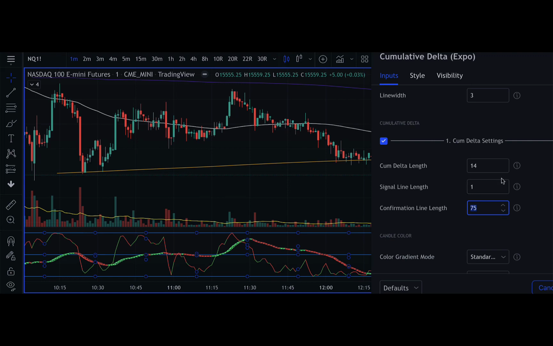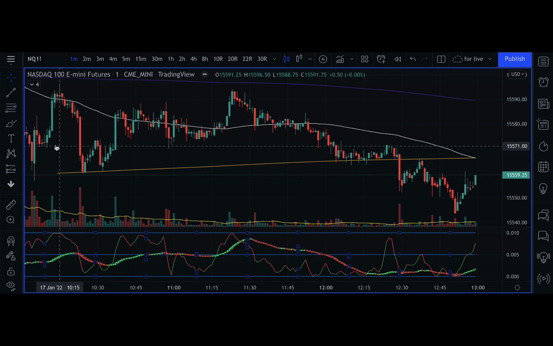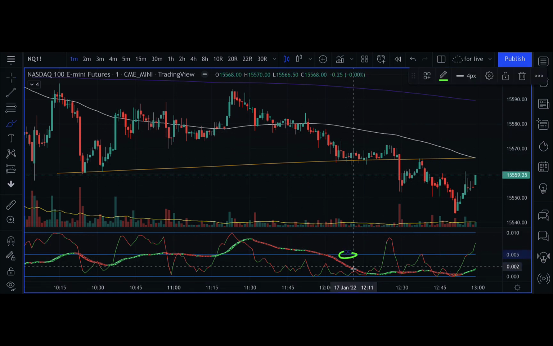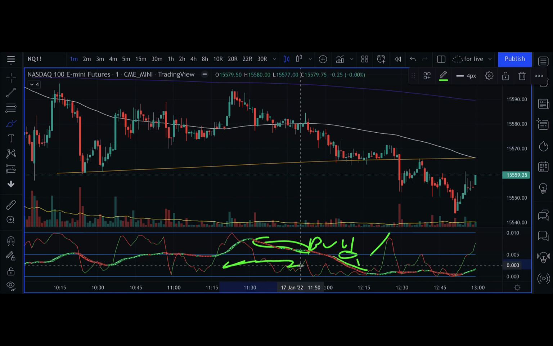Let's look at it without the confirmation line on first. I just want to show you what I'm looking for. Anything below this middle line, what I mean by that is the candles. If these candles are below the middle line, it's a short. And if these candles are above the middle line, it's a long. The bulls are in charge of anything above, and the bears are in charge of anything below.